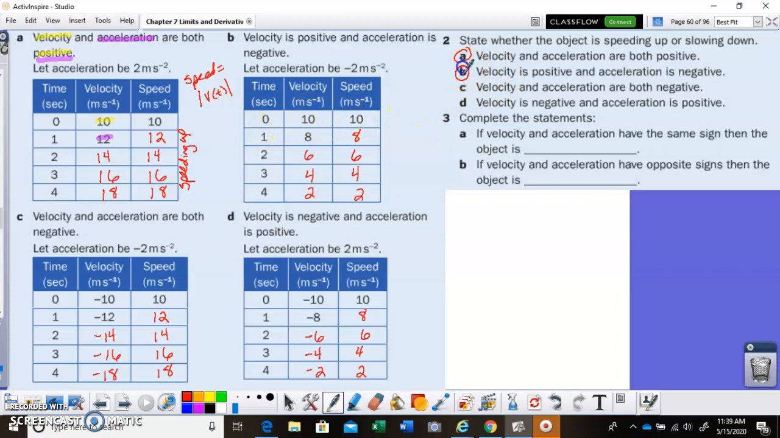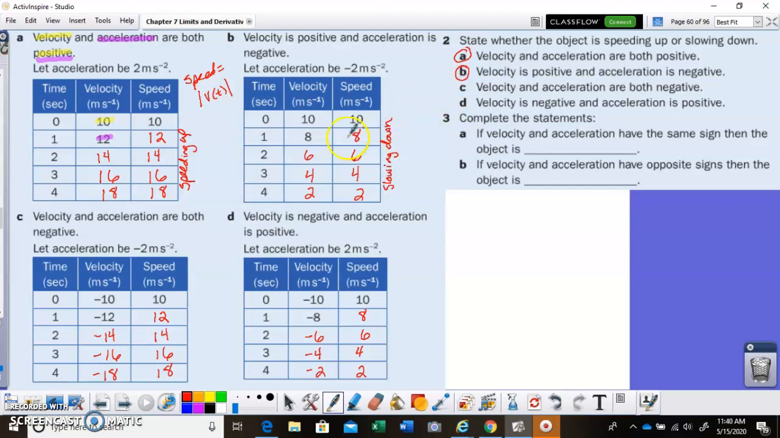Part B is referring to table B, and it's saying the velocity is positive and the acceleration is negative. What's happening? Well, my speed goes from 10 to 8 to 6 to 4. So this actually says that I'm slowing down.